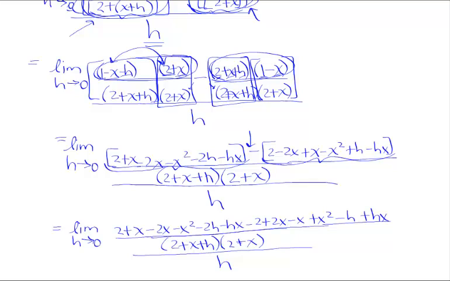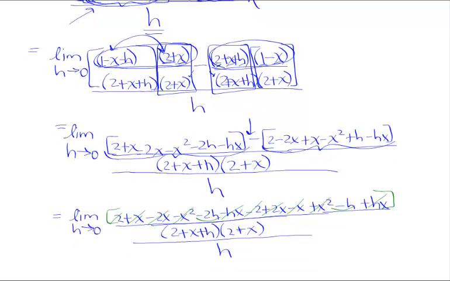Now we're going to cancel what we can cancel in this numerator. I have a positive 2 and a negative 2. I have a positive x and a negative x. I have a minus 2x and a plus 2x. A minus x squared and a plus x squared. This is cleaning up quite nicely. Now I have minus 2h there and minus h there. So altogether I have 3 negative h's. And I have a minus hx and a plus hx. This cleans up quite nicely, actually.